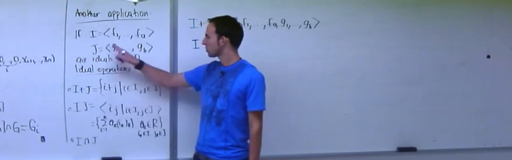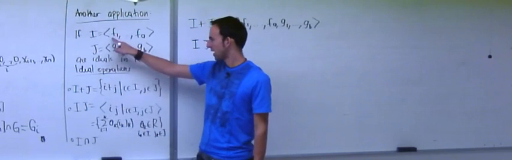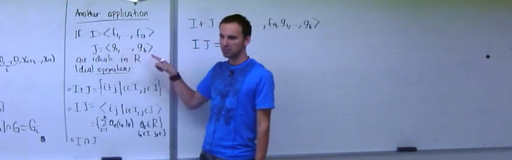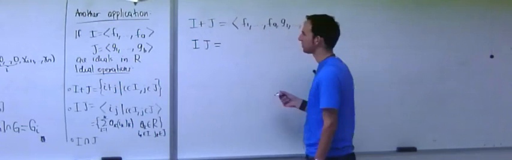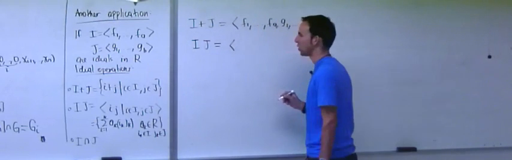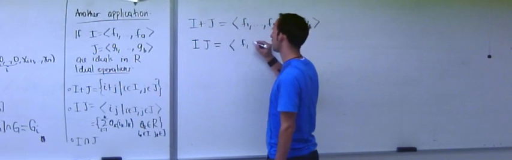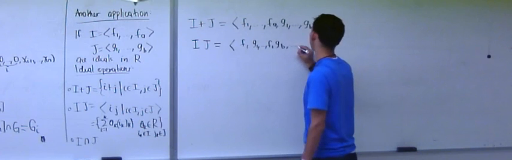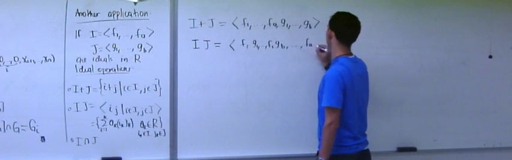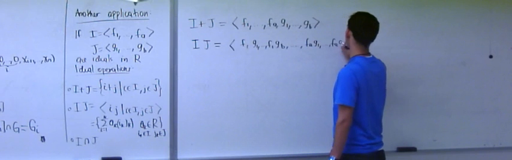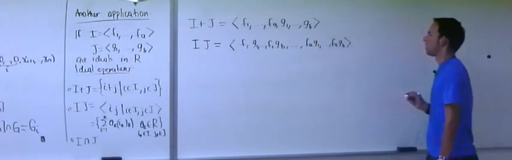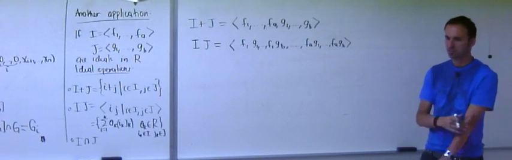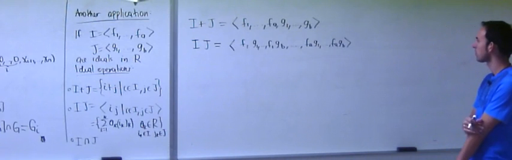Okay? So if you just look at the products of one of the generators of I times one of the generators of J, that's going to be enough. It takes a moment's thought to see why this is true, but it is true. So you just look at all the products like this, and that's the generating set for the product ideal, so this is easy to compute also. Okay?